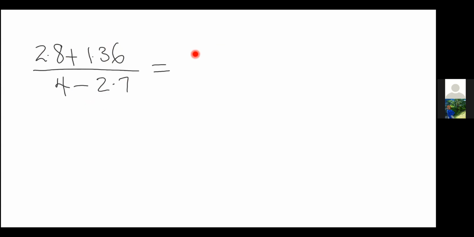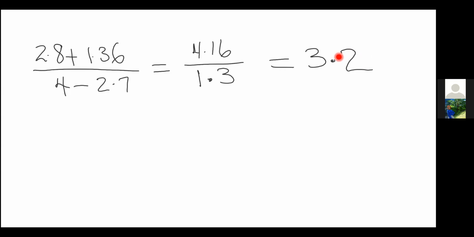So I go to my calculator and I put 2.8 plus 1.36, and I am getting 4.16. Put back my fraction line, and then I'm going to work out 4 minus 2.7. My answer is 1.3. That's my second step. Now I can put this in the calculator as 4.16 divided by 1.3, which is 3.2. They said calculate the exact value. Therefore, this is the exact value from the calculator, and I am finished with this particular question.